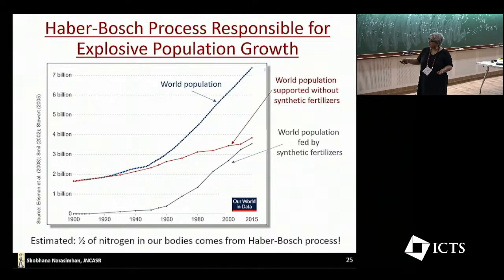So what this graph shows, versus the year, is how much the world population grew, and this shows how much of that population could be supported if we didn't have these synthetic fertilizers. So we are able to support this additional amount only because of synthetic fertilizers and the Haber-Bosch process. Of course, you can argue about whether it's good or bad that we have such a large population, but it certainly made a big difference to human life.